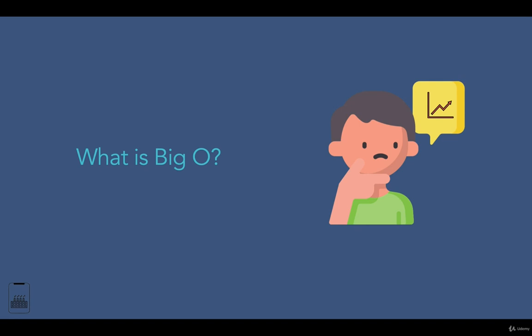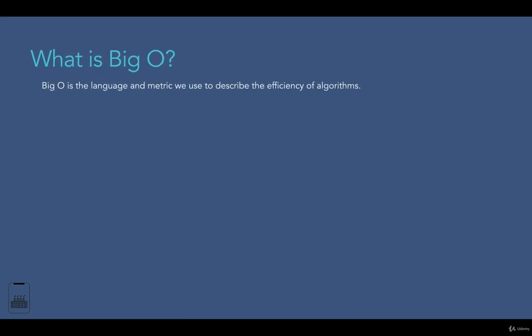Alright, in this lecture we will talk about what is Big O. By definition, Big O is a language and metric we use to describe the efficiency of algorithms. Without understanding Big O notation, it's not possible to develop efficient algorithms. If you don't know when your algorithm gets faster or slower, you will struggle to judge your program performance.